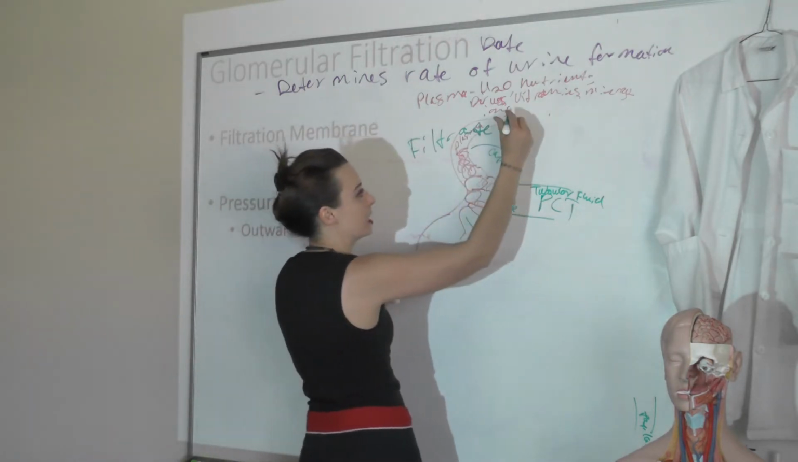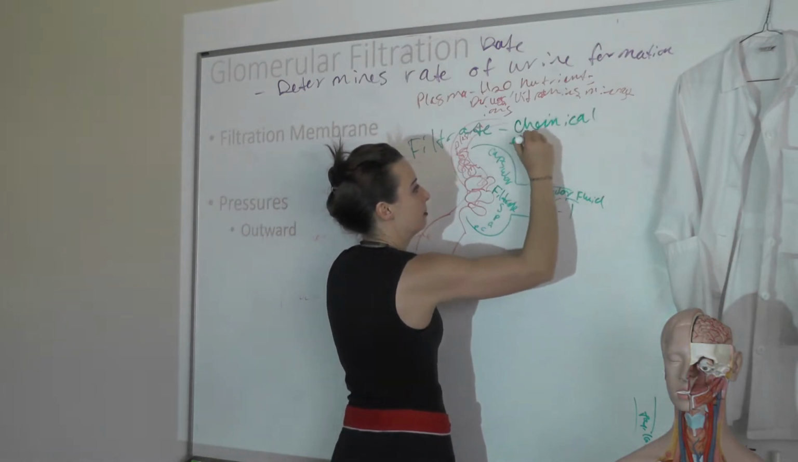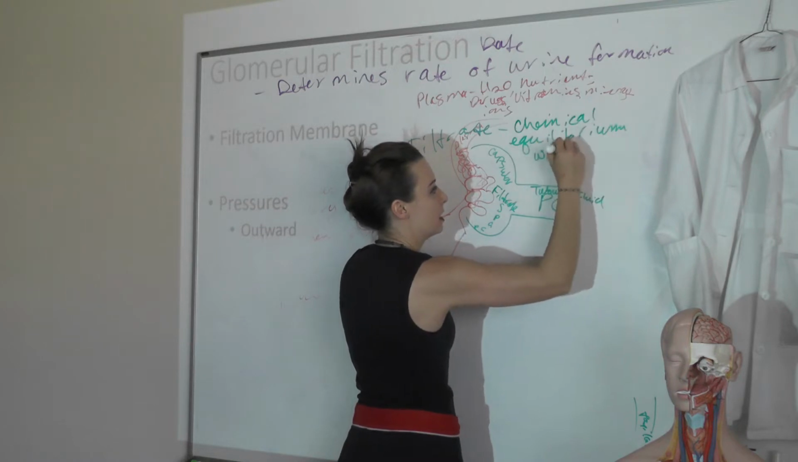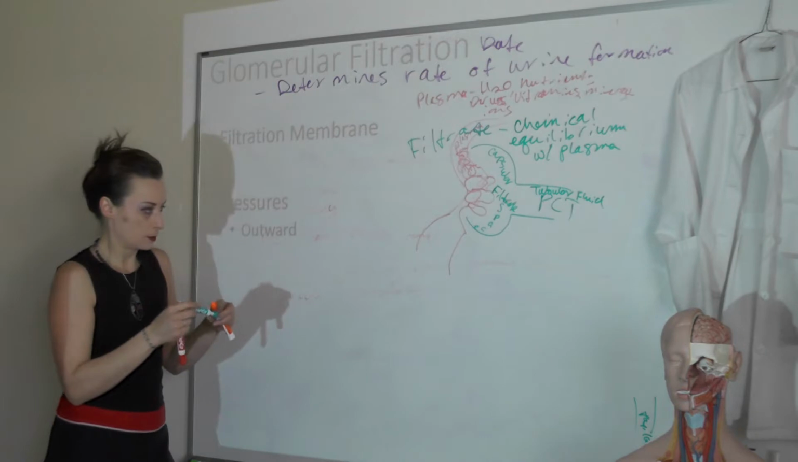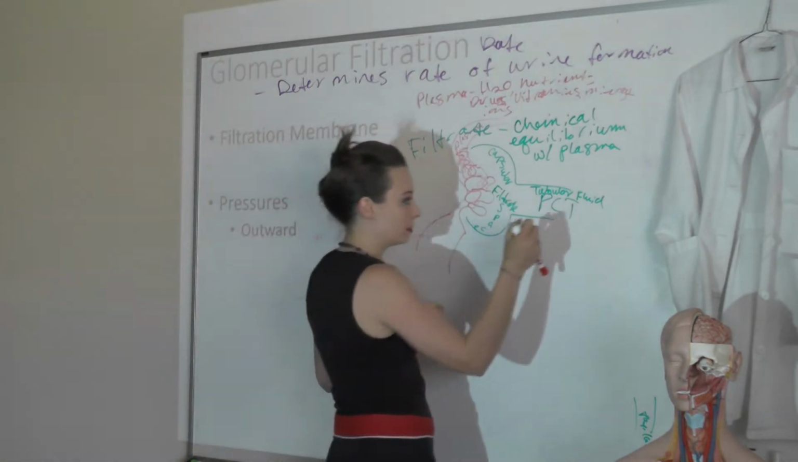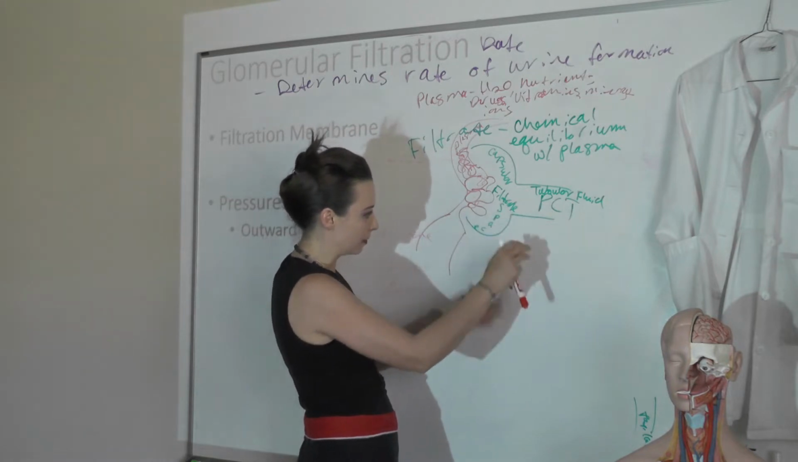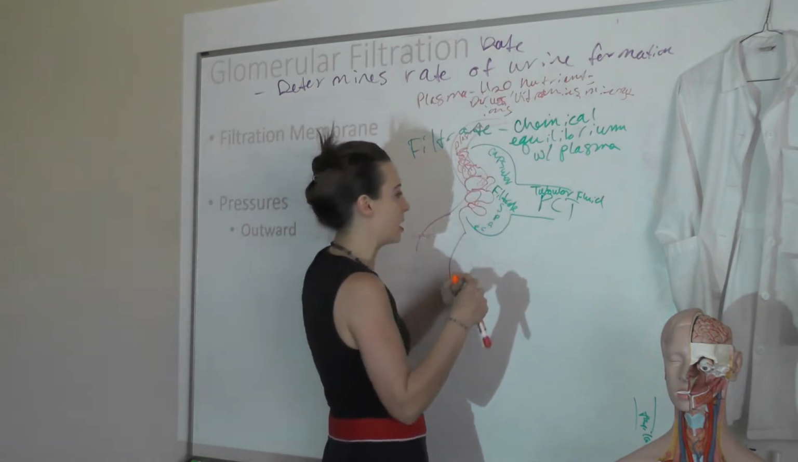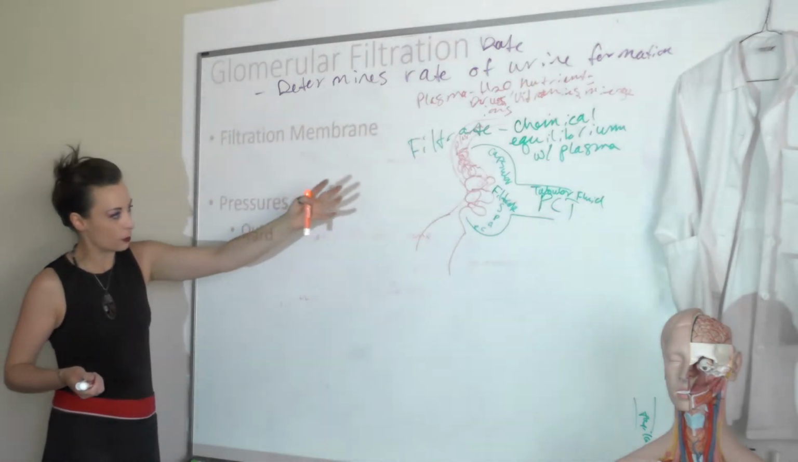So my filtrate, we'll say, is at chemical equilibrium with plasma. And then my tubular fluid, I'm going to immediately begin pulling stuff out of it that I want to bring back to the body and concentrating stuff in it that I want to take out of the body. So that's going to be different. But right now we're talking about glomerular filtration and we're looking in here.